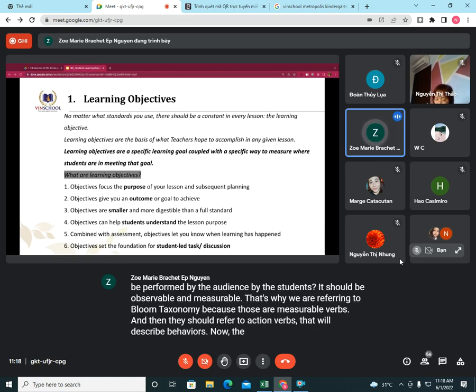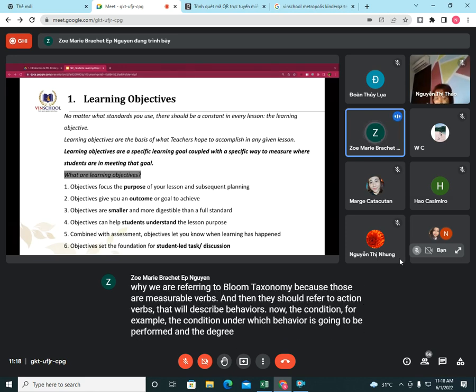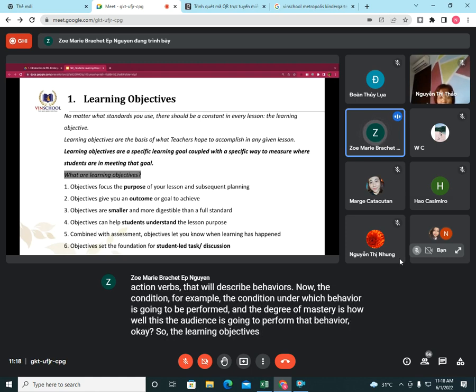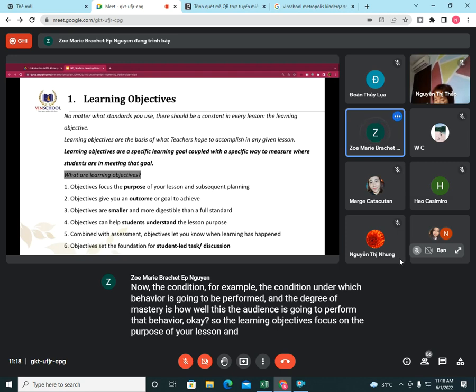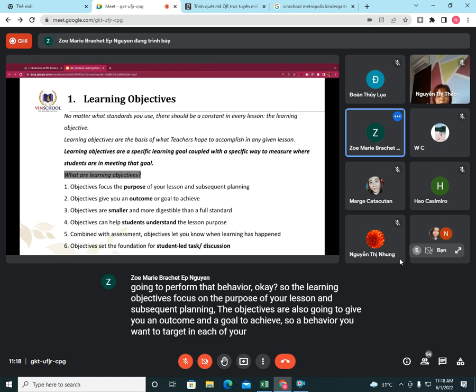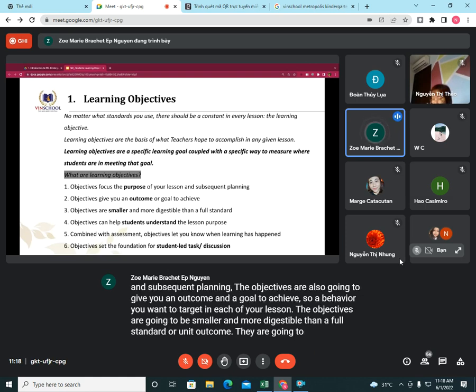Now, the condition is the condition under which the behavior is going to be performed, and the degree of mastery is how well the audience is going to perform that behavior, okay? So the learning objectives focus on the purpose of your lesson and subsequent planning. The objectives are also going to give you an outcome and a goal to achieve, a behavior you want to target in each of your lessons. The objectives are going to be smaller and more digestible than a full standard or unit outcome. They're going to be much more specific.